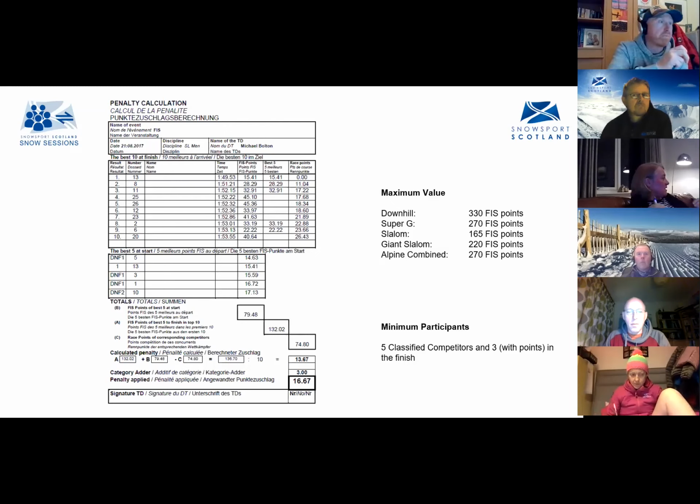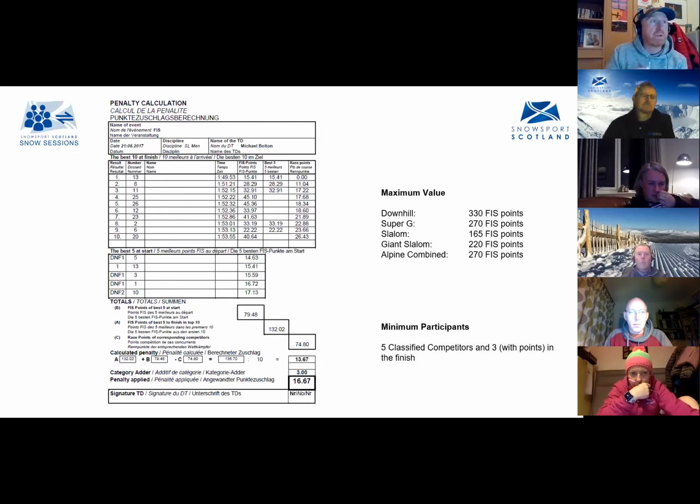That makes sense? So for the person who won, their race points are 0. Everyone who wins the race, their race points are 0. Their points for that race is 16.67. Next person down, their points for that race, 16.67 plus 11.04, and so on and so on. So that's one person's result for one race.